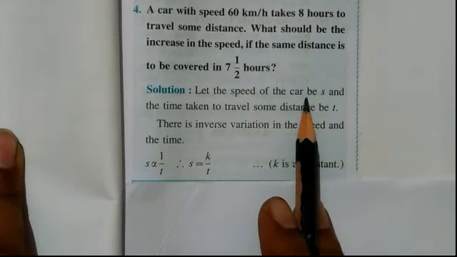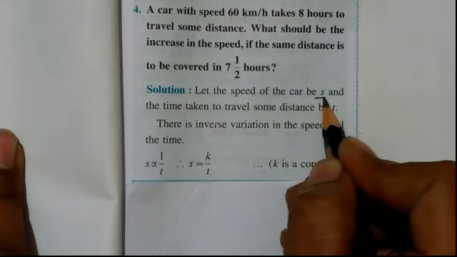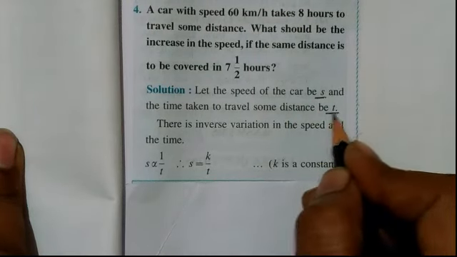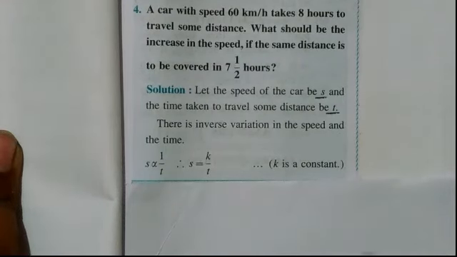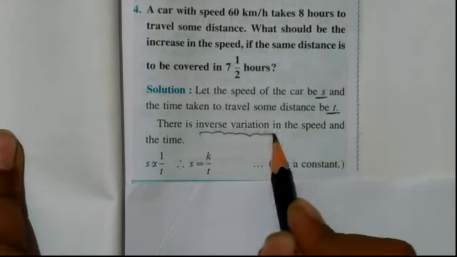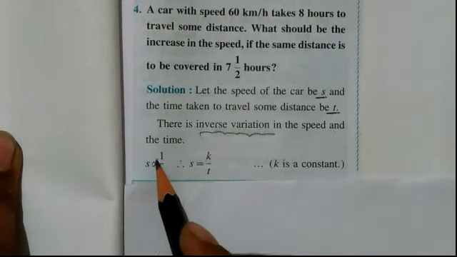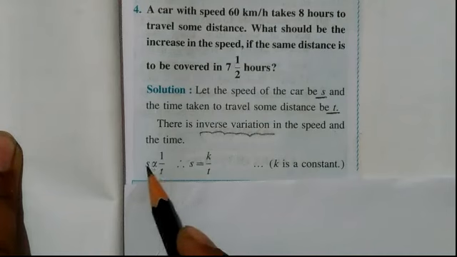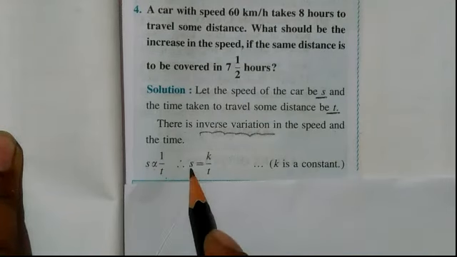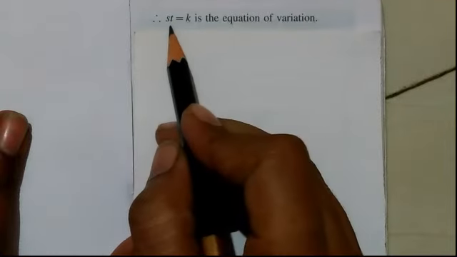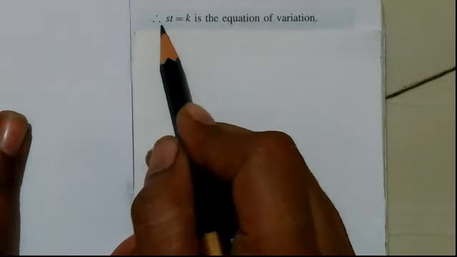The speed of the car is indicated with the letter s and the time taken to travel some distance will be shown with the letter t. Now this is a sum of inverse variation in the speed and time. So how are we going to show that? s is inversely varied with t. So s is proportional to 1 upon t, which is written as s is equal to k upon t, where k is the constant. Therefore, st is equal to k, which is the equation we get here.